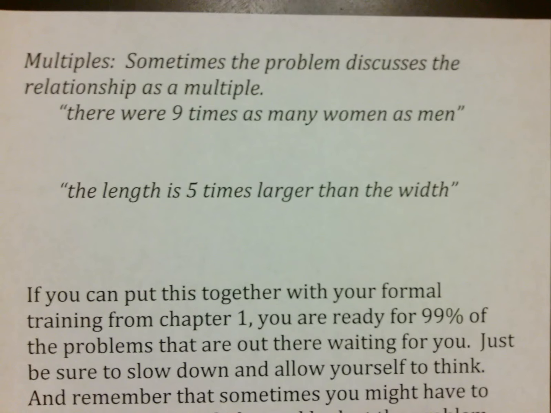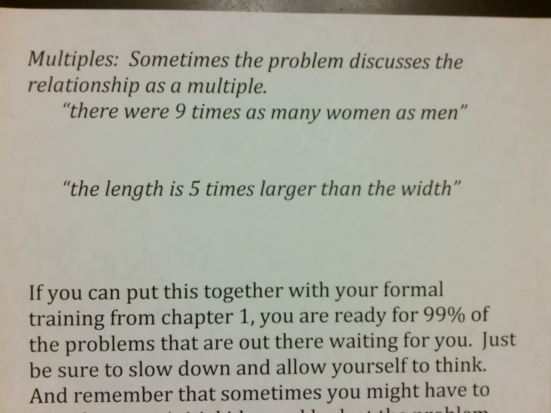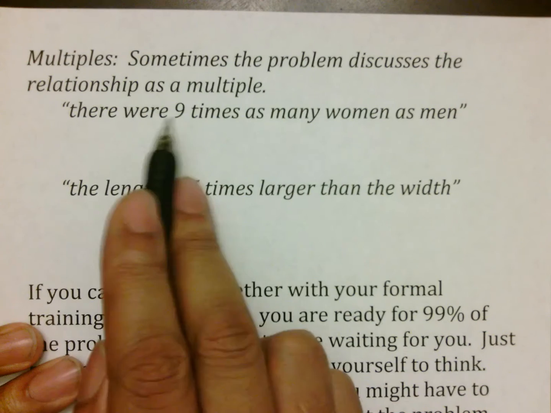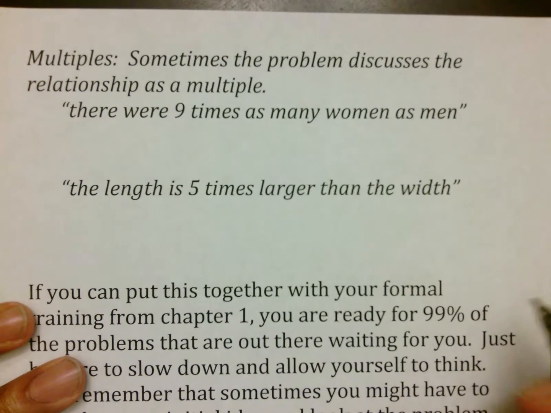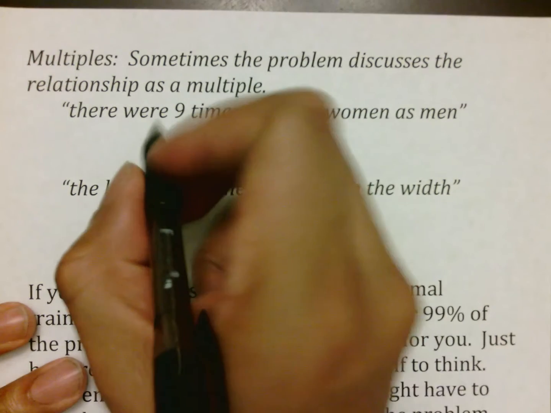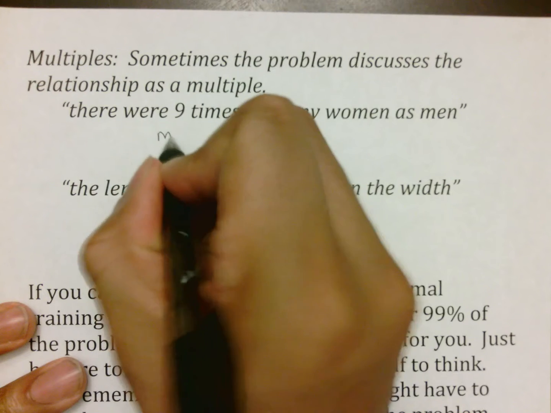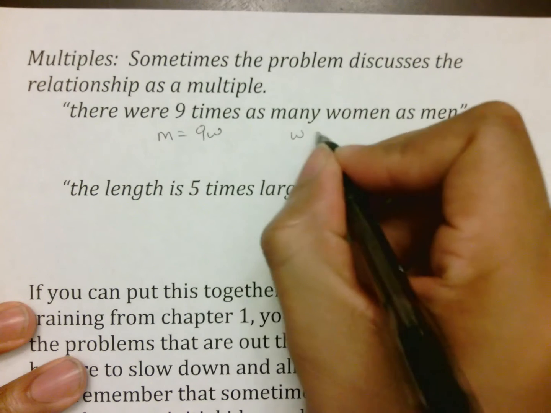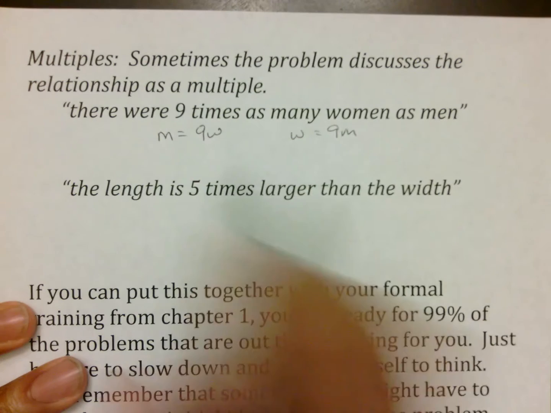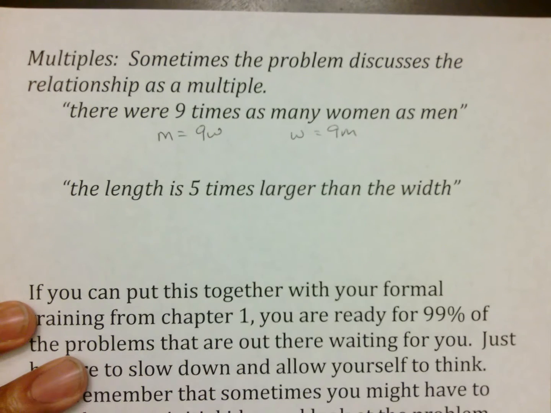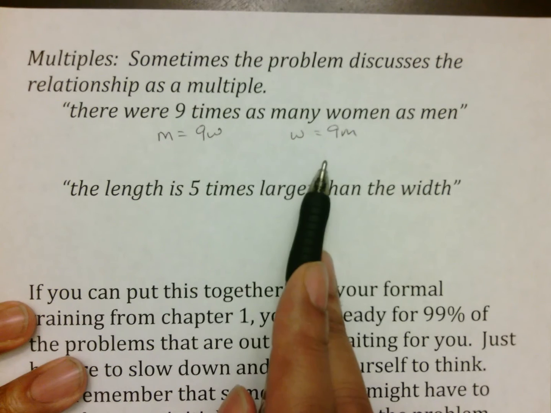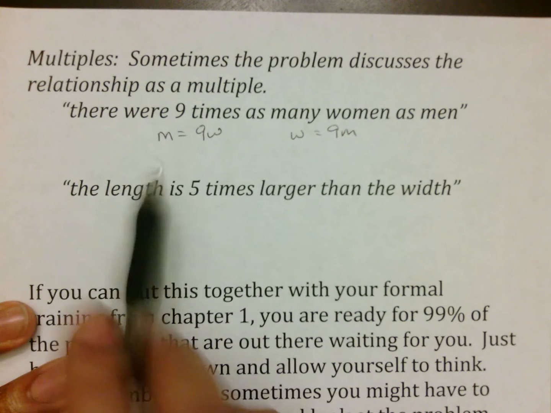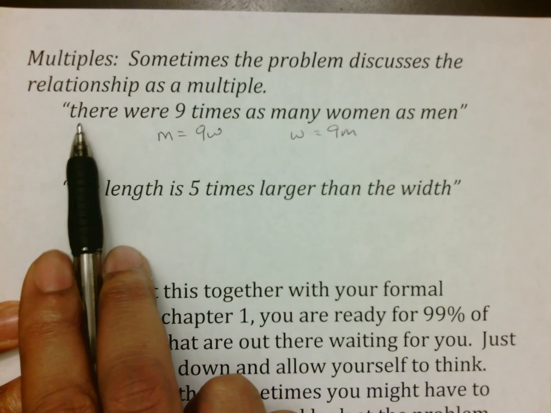Another thing you need to look out for is a multiple. Sometimes a problem discusses a relationship as a multiple. It'll say something like there were 9 times as many women as men. What that does for us is it gives us two options. It gives us the number of men is equal to 9 times the number of women, or the number of women is equal to 9 times the number of men. And it helps, especially until you get used to it, to write both of them and then think your way through it. Read back through and see which one there is more of.